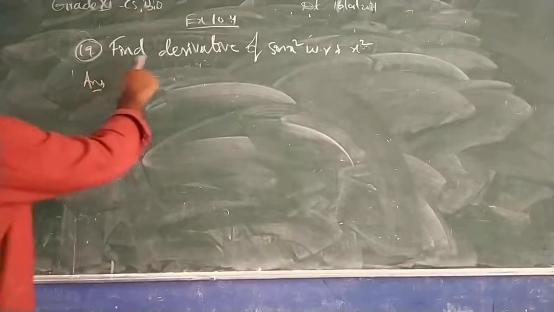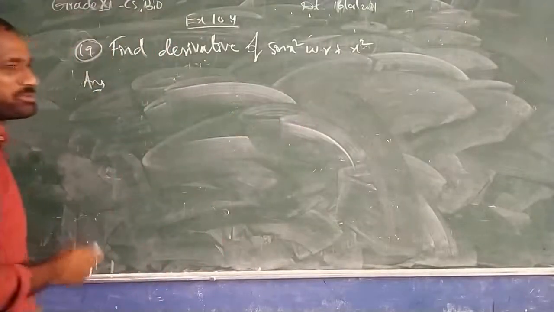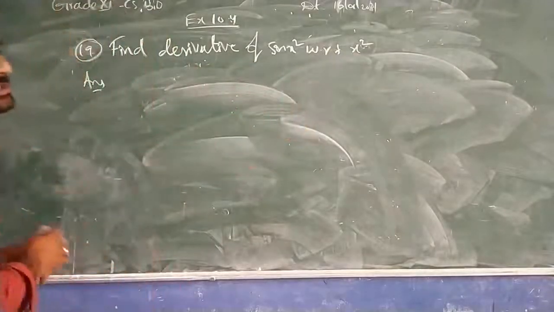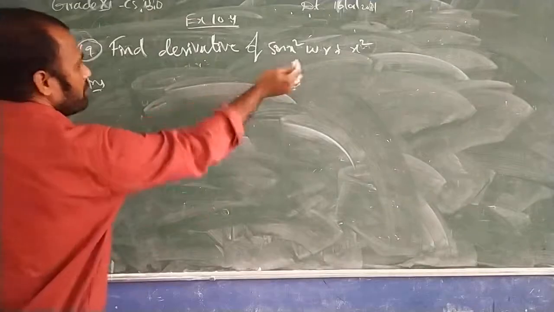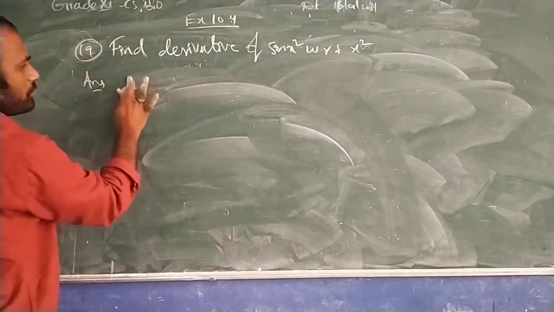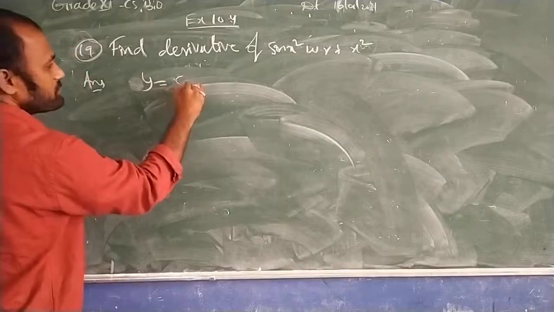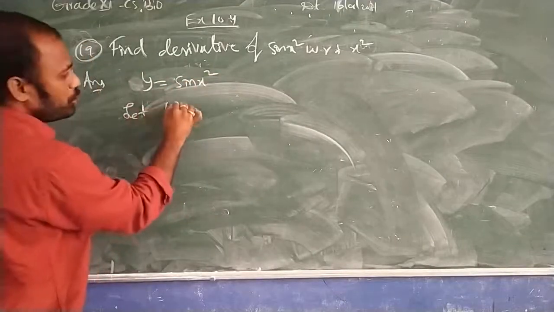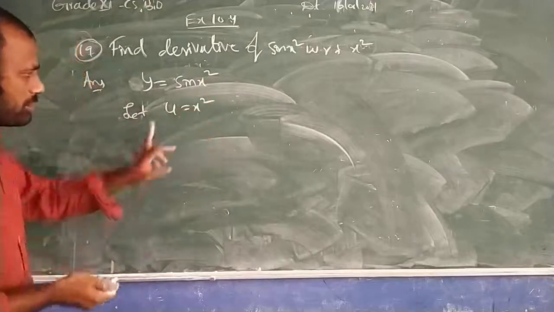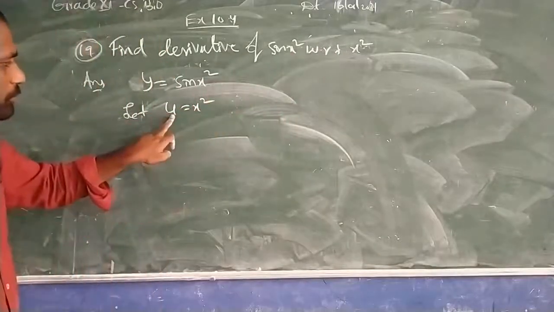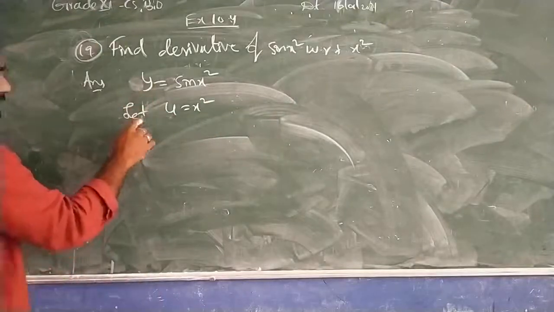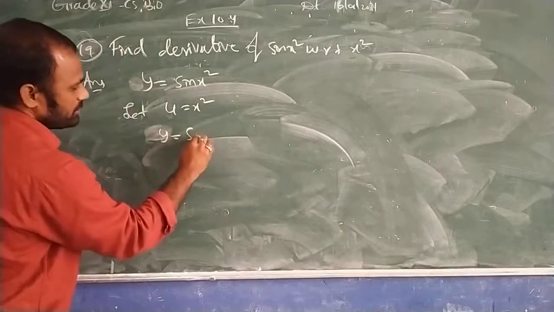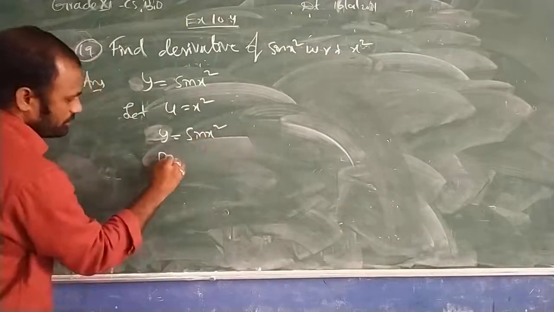Next, let us find the derivative of sin x square with respect to x square. Till now the problems were done with respect to x, but this question is asking with respect to x square, so this is a different function. We know that y is the function sin x square. So let u is equal to x square. I am assuming another function as u, and I need to differentiate with respect to u. So if I differentiate with respect to x, y is equal to sin x square.